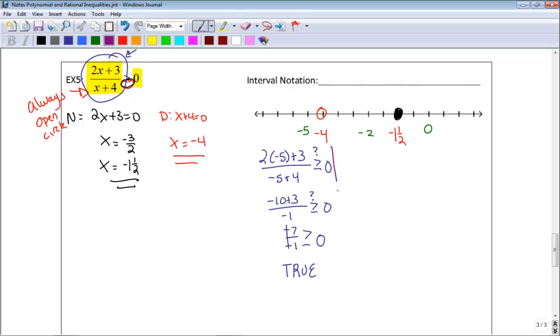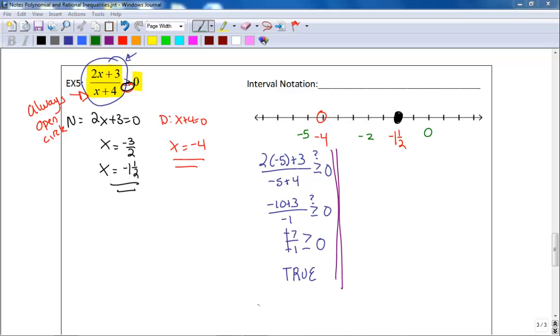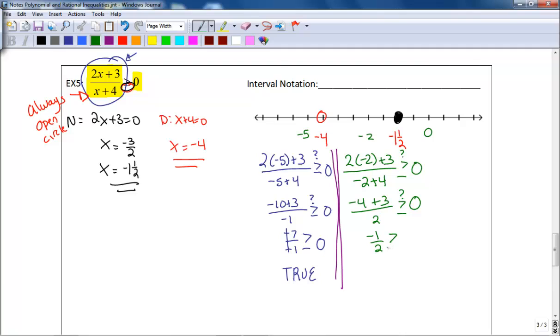Let's look at the next test value to check. Now let's try negative 2. So we have 2 times negative 2 plus 3 over negative 2 plus 4, and we're trying to figure out, is this actually greater than or equal to 0? Going along, negative 4 plus 3 over, this becomes positive 2. I'm still checking, so I keep my question mark. Well, negative 4 plus 3 is negative 1, so I get negative a half. Is negative 1/2 greater than or equal to 0? No, it's not, so this is a false statement.